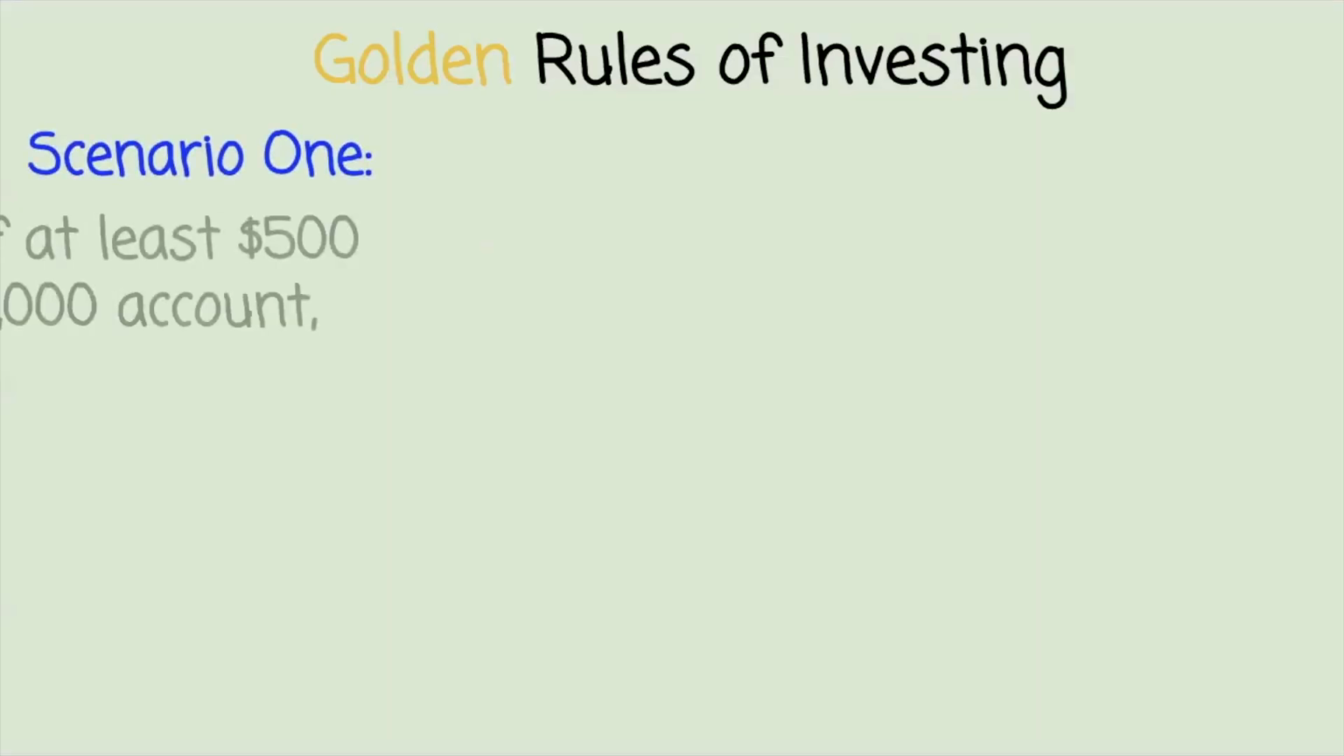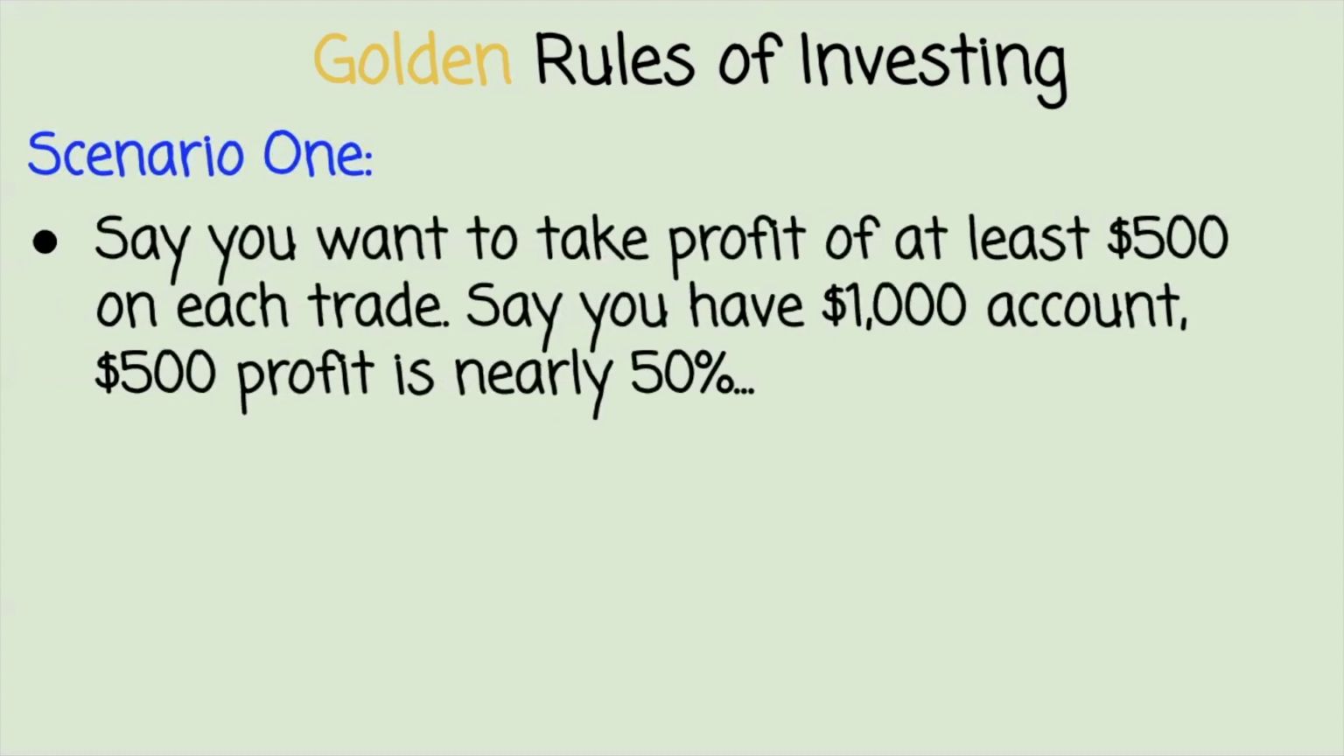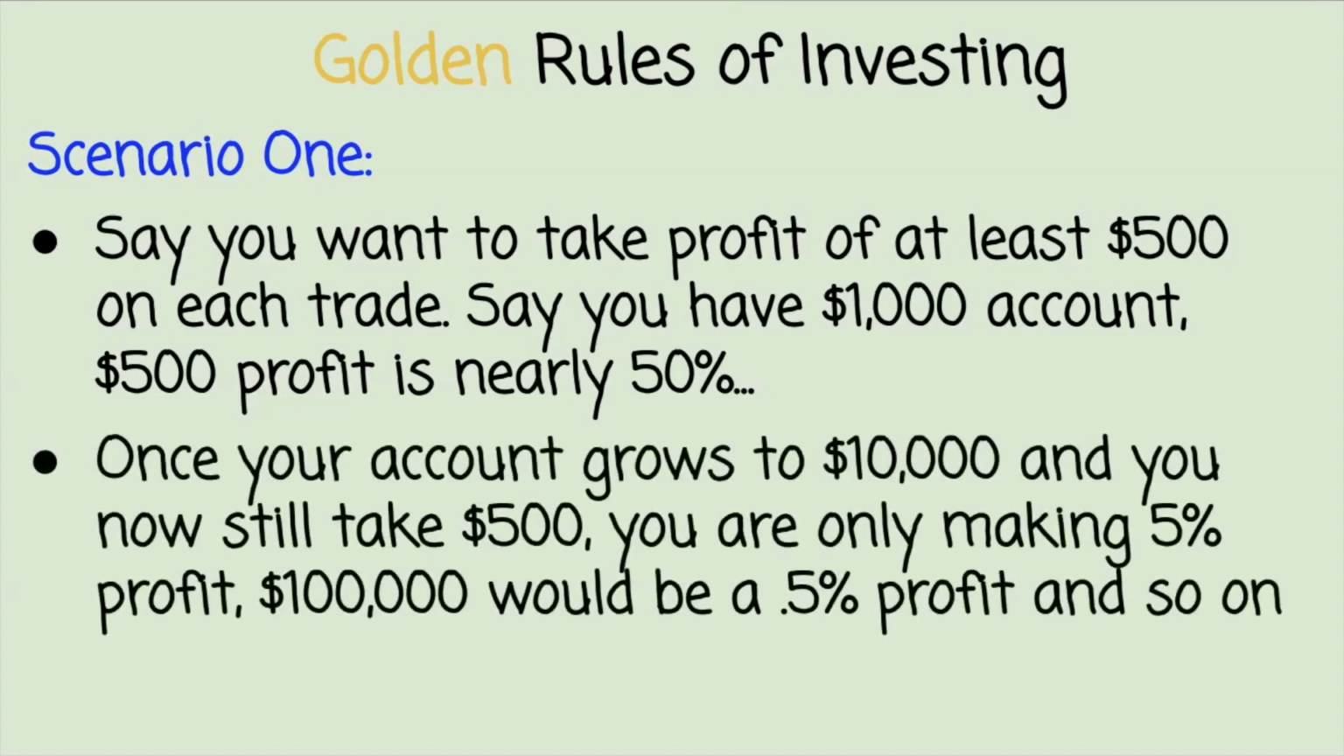So in the first scenario, say you want to take profit of $500 on each trade. So you have a $1,000 account. You make that first trade, you make $500. Now your account's at $1,500. So you're nearly up 50% from your original portfolio, which is really good. 50% is pretty high. So now your account starts growing.